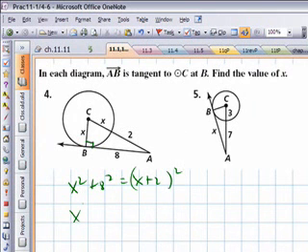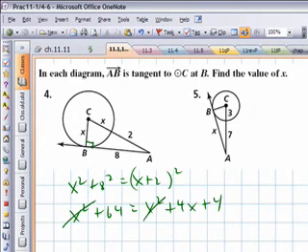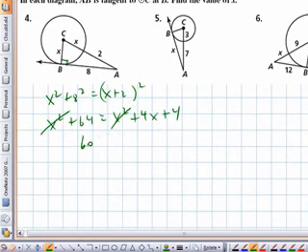So this becomes x squared plus 64 is equal to x squared plus 4x plus 4. Remember to write this out as (x plus 2) times (x plus 2). You see you get the middle term. Cancel these. Subtract 4 from both sides, and so x is equal to 15.